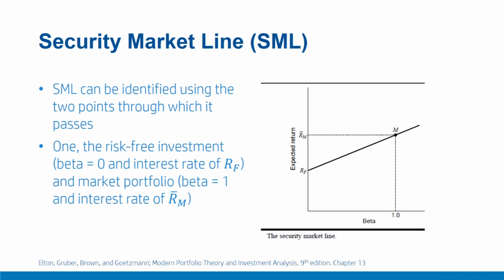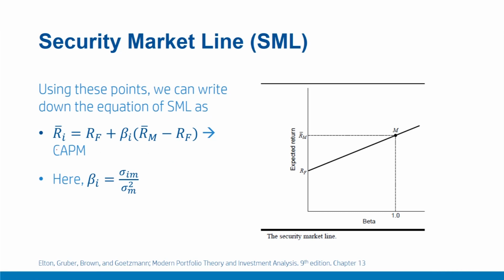Now, a very important question is how to identify this SML. The SML here can be easily identified using two points through which it passes. One is the risk-free investment. The first point corresponds to the risk-free investment, which is this RF. It has beta equal to 0. It is the risk-free or riskless asset. The second point corresponds to the market portfolio, which is this M point. It has a beta of 1 and expected return of RM bar. So we can easily identify the equation of this line as follows.